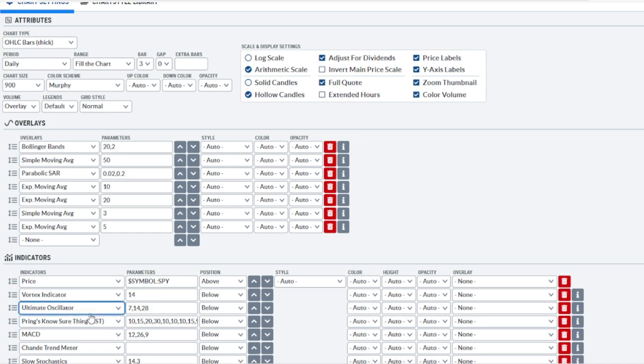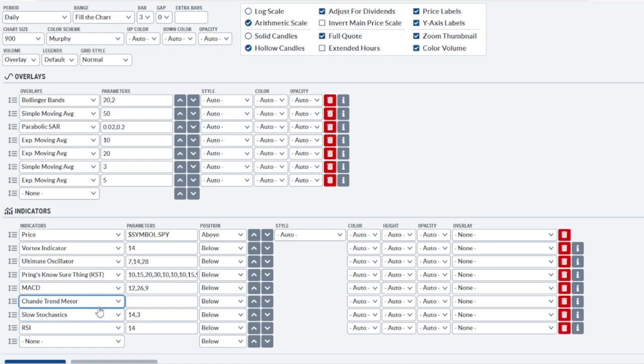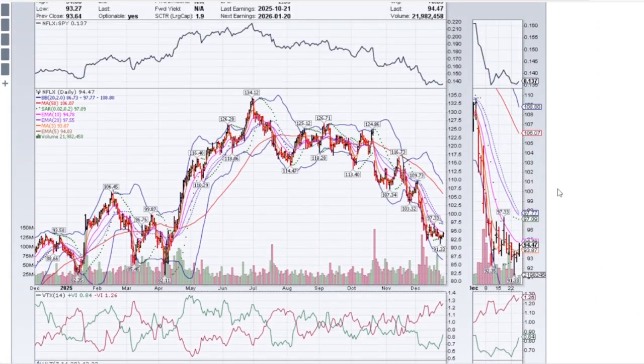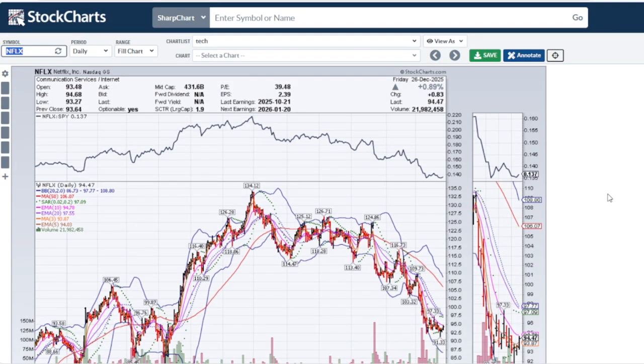We got the ultimate oscillator, we got the pricing no sure thing, we got the MACD, we got the Chanley trends meter, we got the slow stochastics, and we get the RSI, along with the parabolic, which we love to use, a couple of moving averages, the Bollinger Band, and that's pretty much it. So let's just break down a couple power movers on the Nasdaq to see if we have a possible likely ability to be strong within this next week, or if we're going to be bullish or bearish.